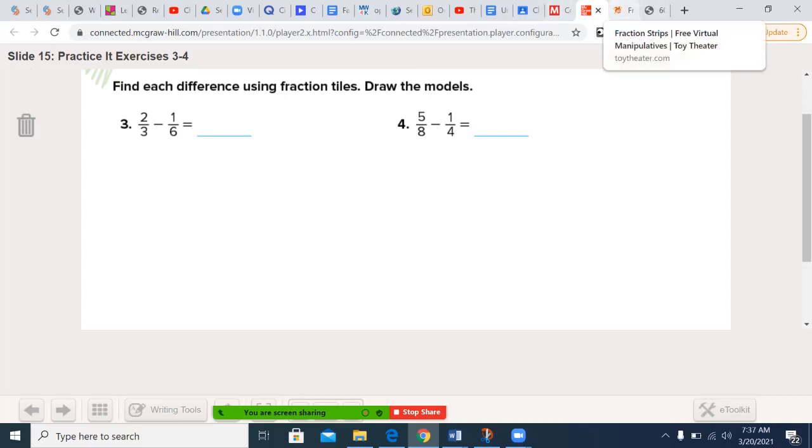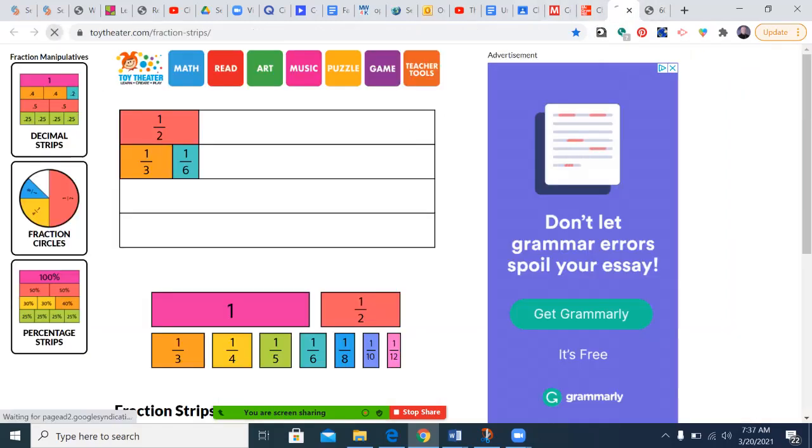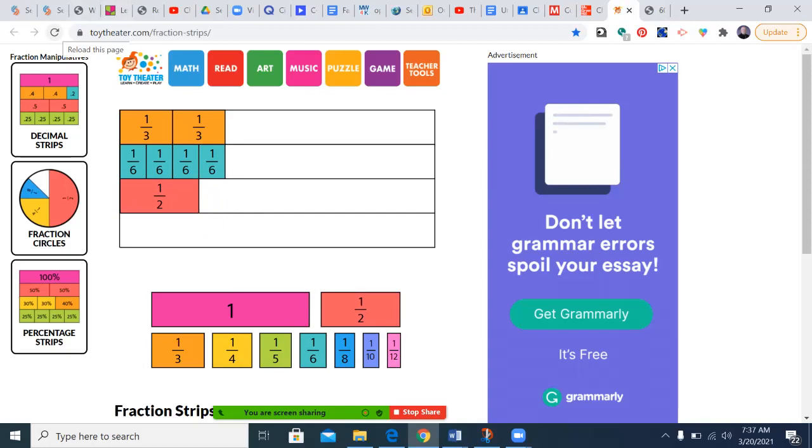Welcome back. Let's see what we have here. Let's clear the old one. 2/3 minus 1/6. I'll grab my third. What's going to fit in here? My least common multiple of 3 and 6. 3. So my final answer is going to be 3/6. And what does 3/6 equal? 1/2. So our answer in the first one is 1/2.